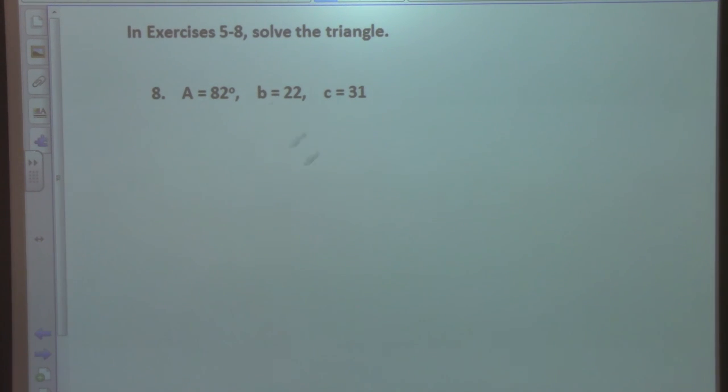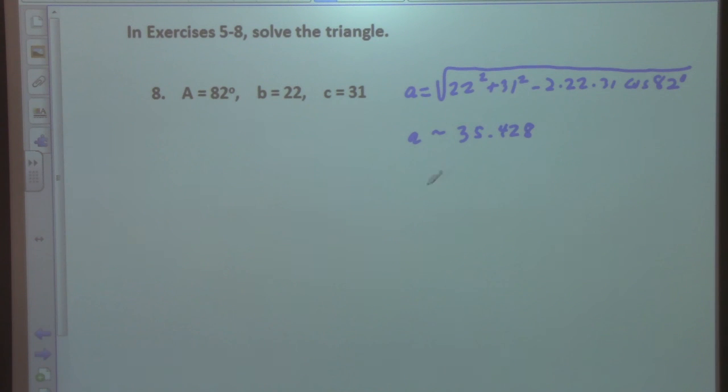So you got little a equals the square root of all this stuff here. Yeah, so 22 squared plus 31 squared minus 2 times 22 times 31 times cosine 82 degrees, okay. And that equals 35.428. Yes.